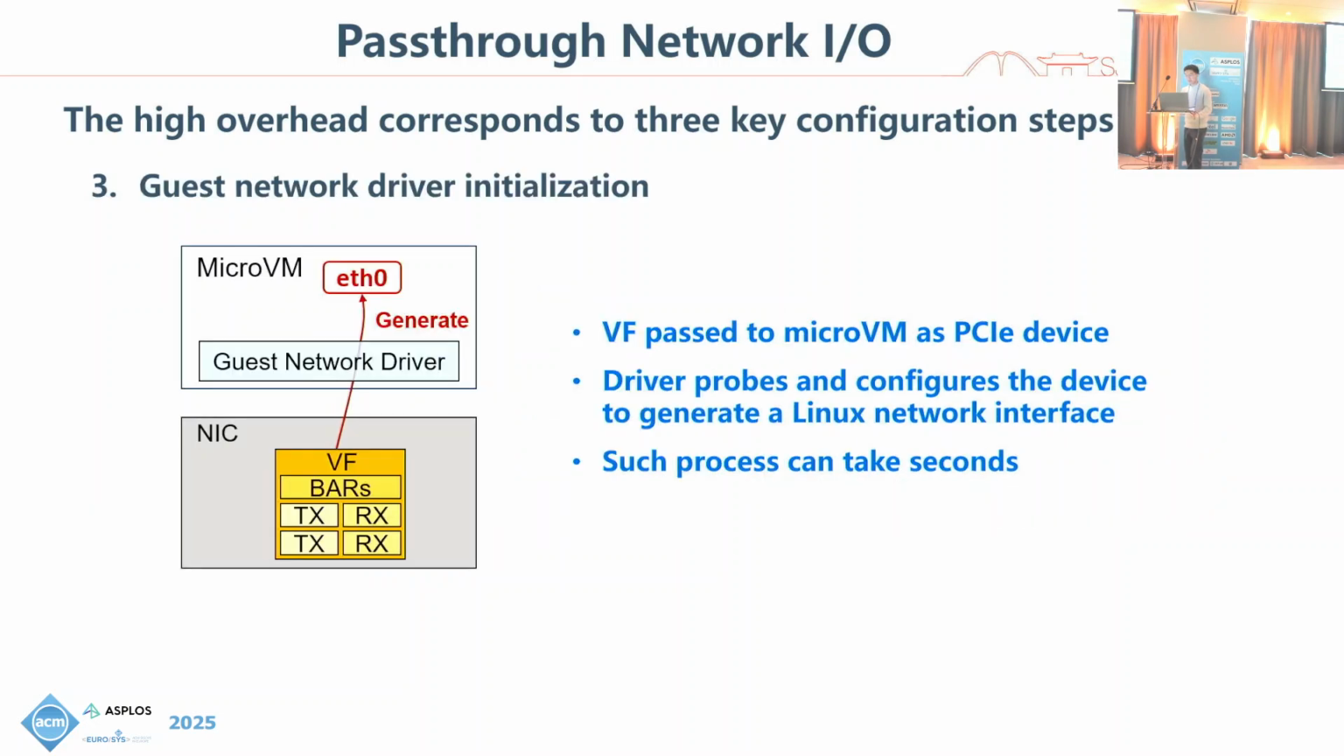And the third configuration step is the guest network driver initialization inside the micro virtual machine. So when a VF is set up and passed to the micro virtual machine as a PCIe device, the driver inside the micro virtual machine will probe and configure the device to generate a Linux network interface for the container to use. Our measurements show that this process can also take seconds.